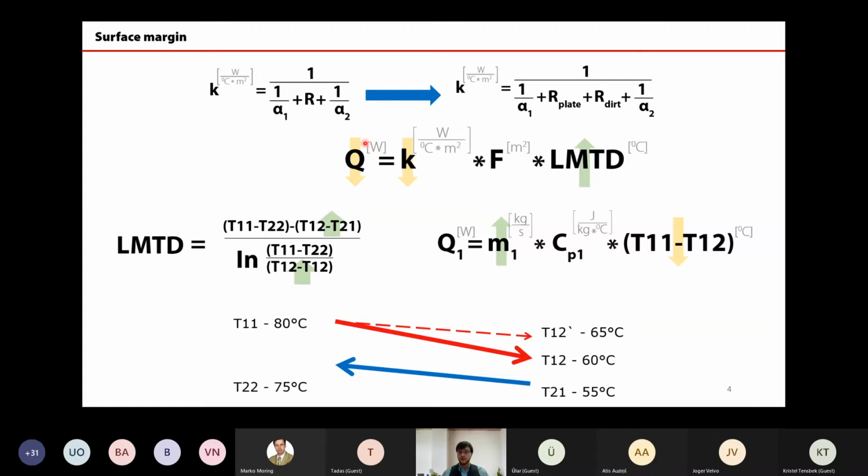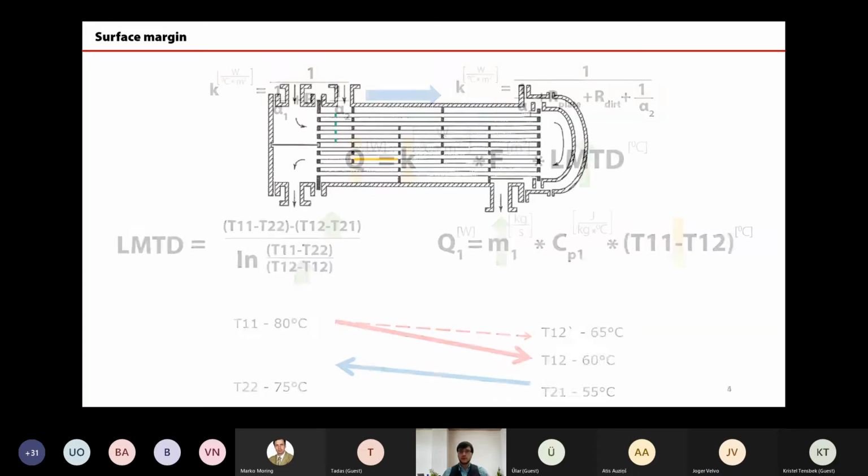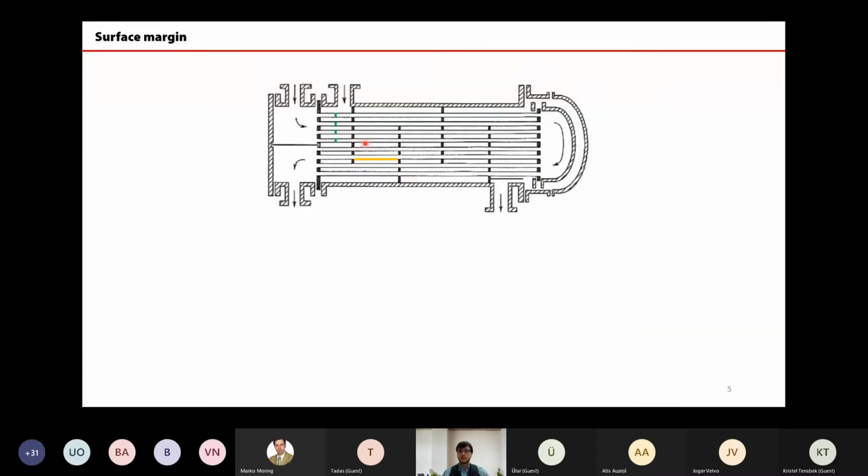That's why, very long ago, there already appeared a recommendation of the so-called surface margin. Before going deeply into this, I want to give you a small history of which types of heat exchangers were used before in district heating applications.